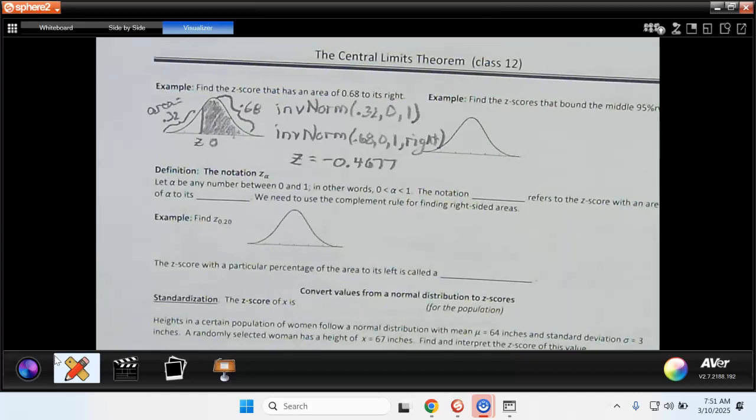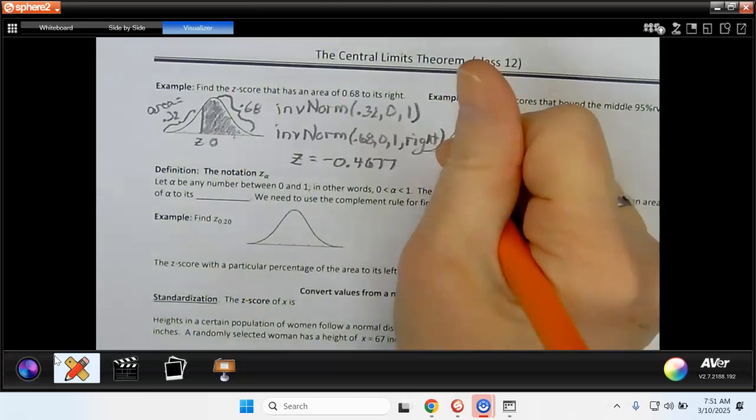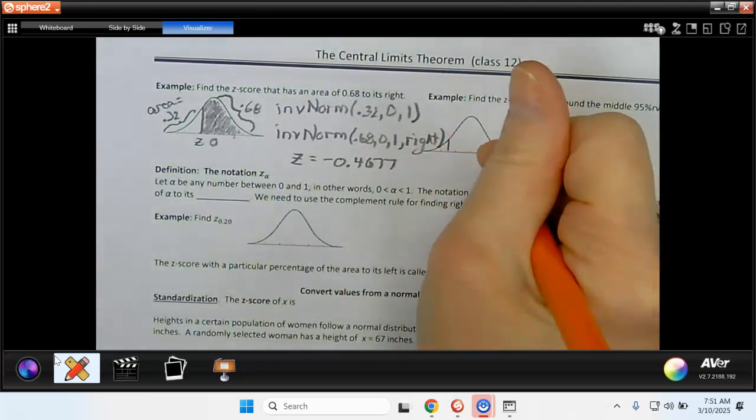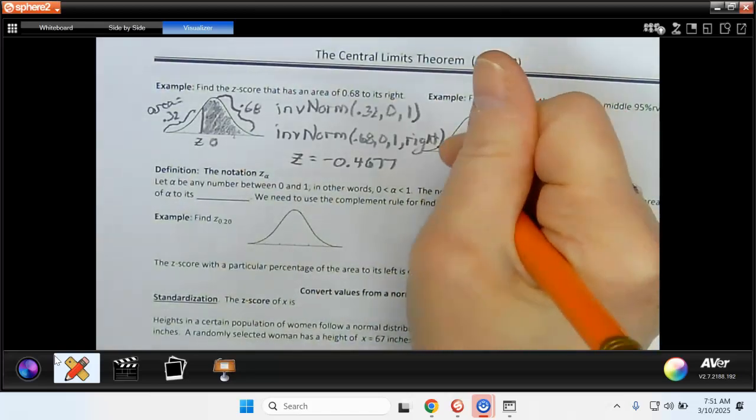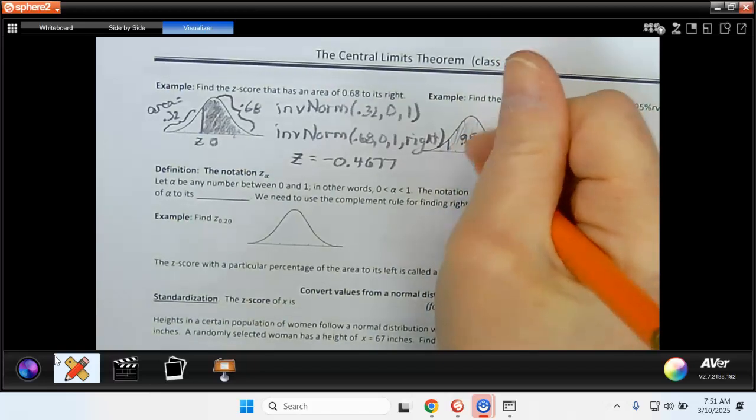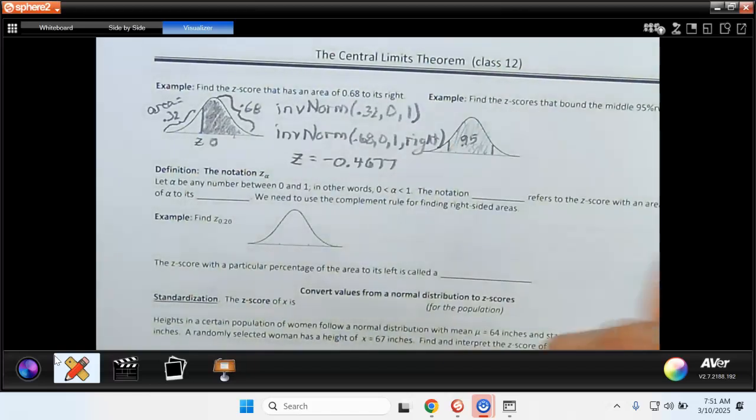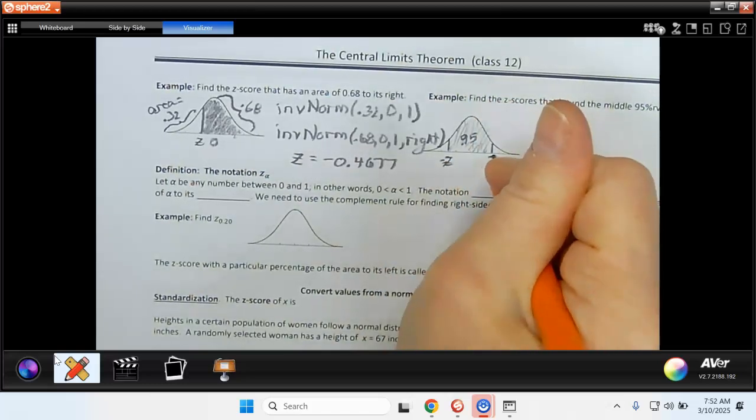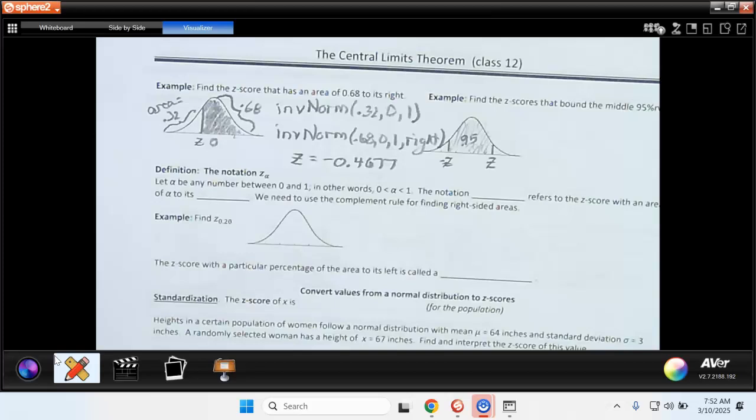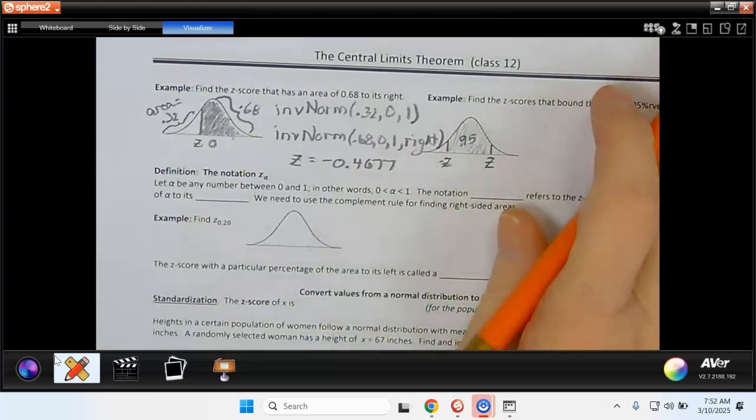Okay, find the z-score that bounds the middle 95%. All right, so we're saying this is 0.95. The z-score is going to have to be z-scores, right? We're going to have a z here that we know is going to be negative and a z right here, which is going to be positive. But they're symmetrical, so they're going to have the same absolute value. So it'll be like plus or minus 2, plus or minus 1.9, something. These will be the same.